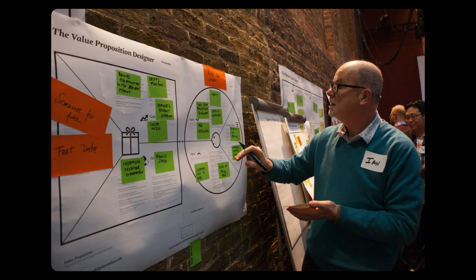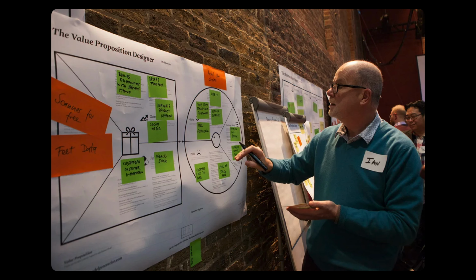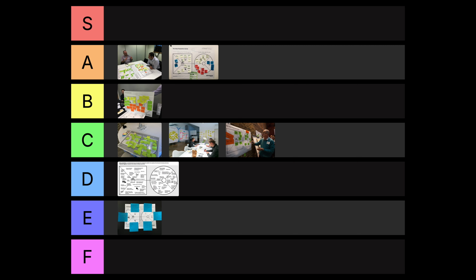This eighth example is very similar to the seventh one. I think they've done a great job of printing out the canvases on big paper and putting it on the wall, but they could improve their color coding. So I'm going to put that in C as well.